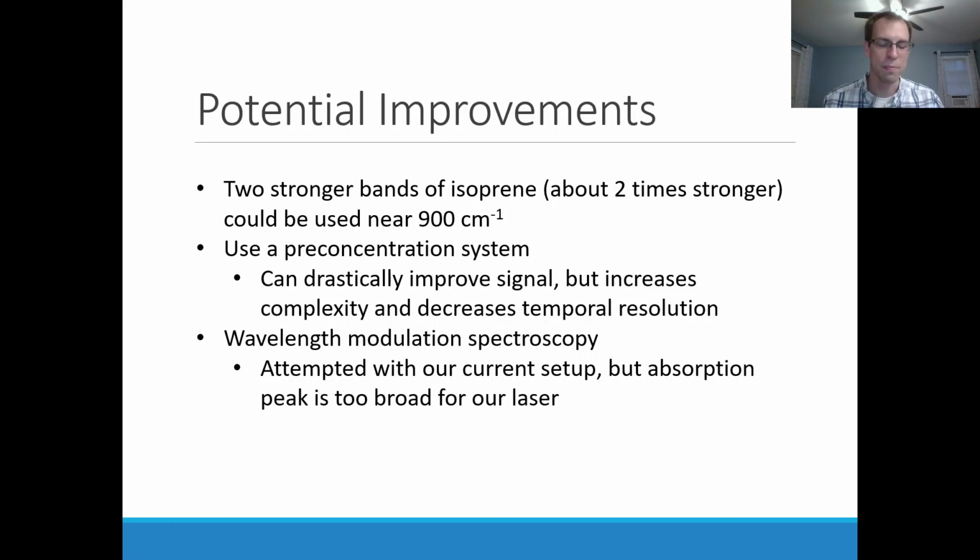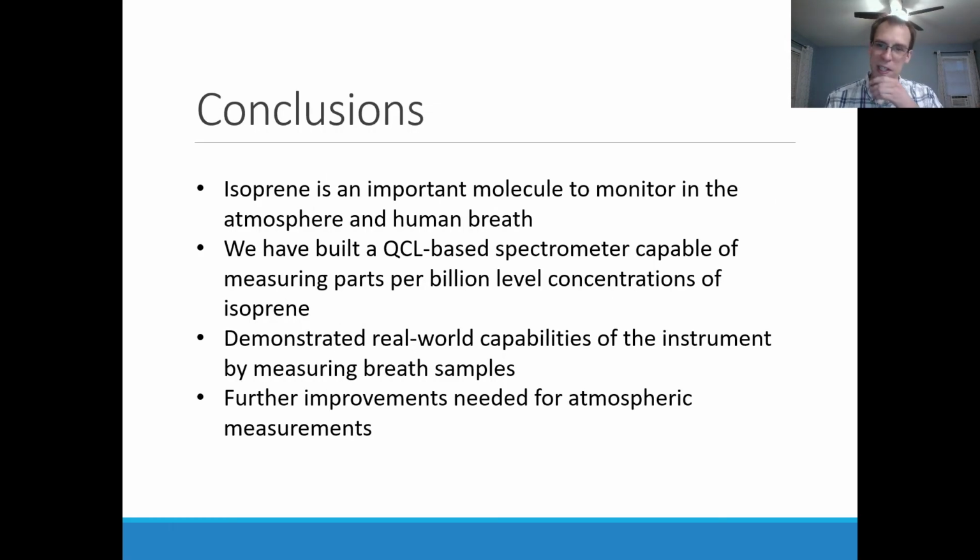So in conclusion, isoprene is an important molecular monitor in atmosphere and human breath. We have built a QCL-based spectrometer capable of measuring parts per billion level concentrations of isoprene, and demonstrated that we can actually measure this in a real-world sample of human breath. We would like to further improve this, so we could actually use this for atmospheric measurements, which would be excellent to do.